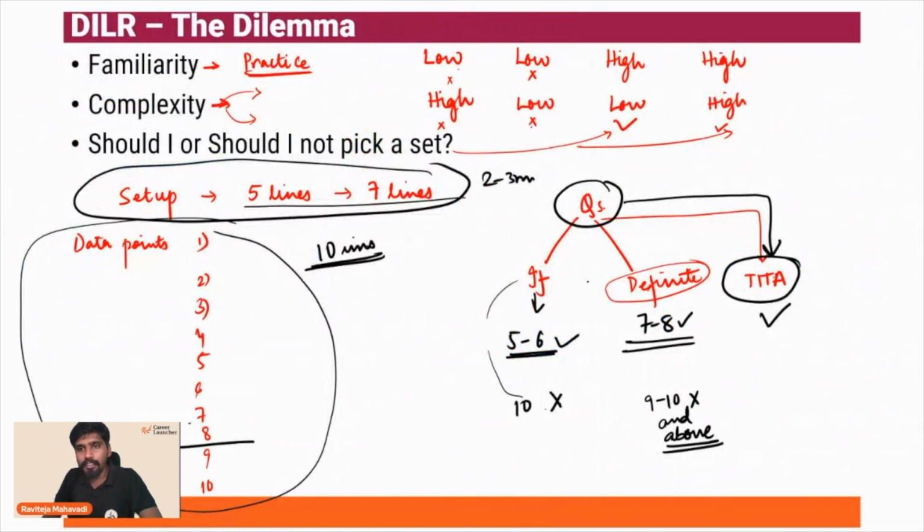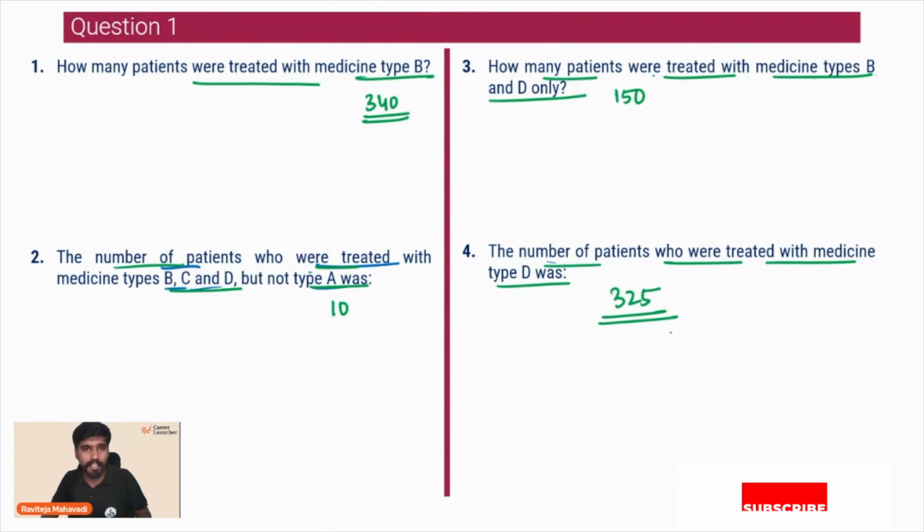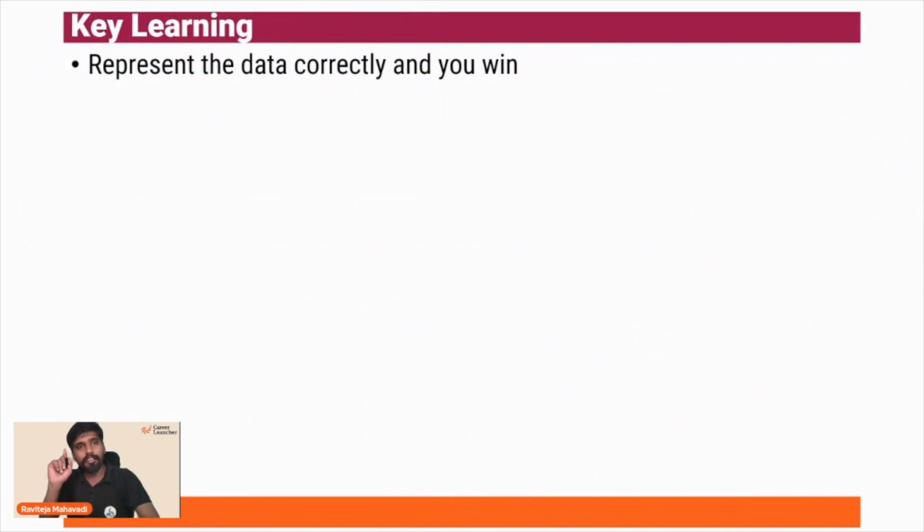Going back to my philosophy of theta, look at this. All four questions following this were theta. The moment it is theta, it gives me an indication that you should set up the data properly. You arrange the data correctly, you should be able to solve that question, and that is exactly what I have done. So represent the data correctly and you win. That's what is required in DILR. You learn how to represent the data, you have already won half the battle in any set of DILR.